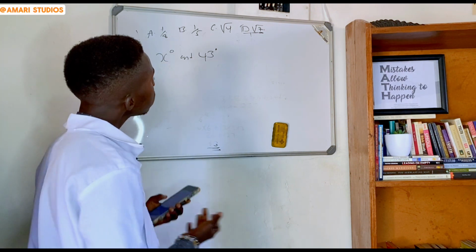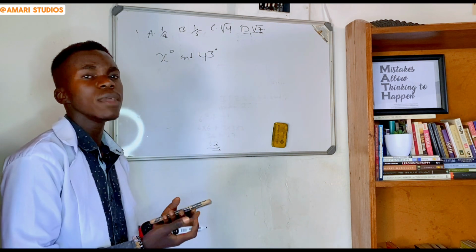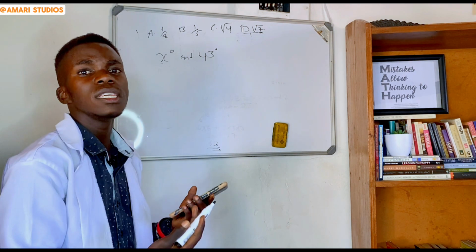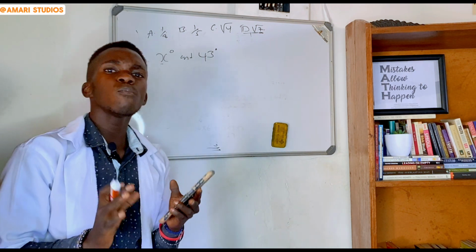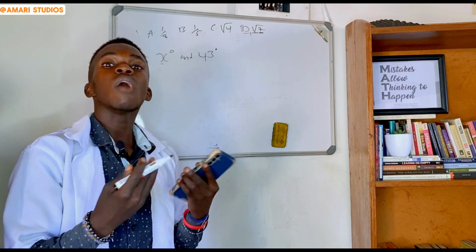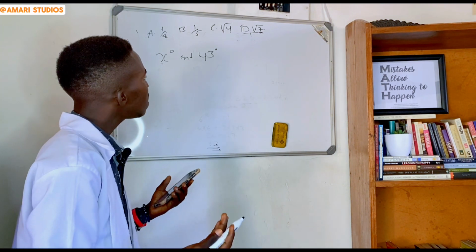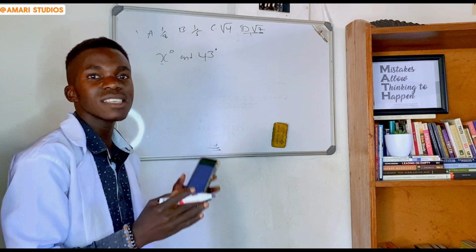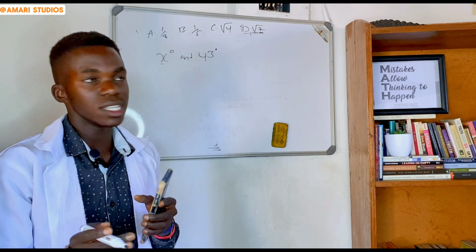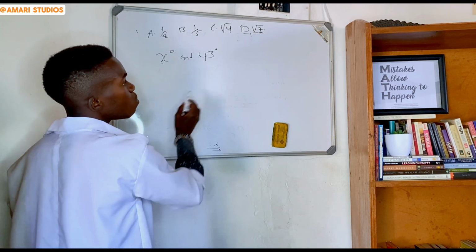So for us to find the value of x, our keyword there is complementary. They're saying that these two angles are complementary angles. When you talk about complementary angles, we are talking about two angles which, when you add them, will add up to 90. So in short, complementary angles are two angles whose sum is 90 degrees.